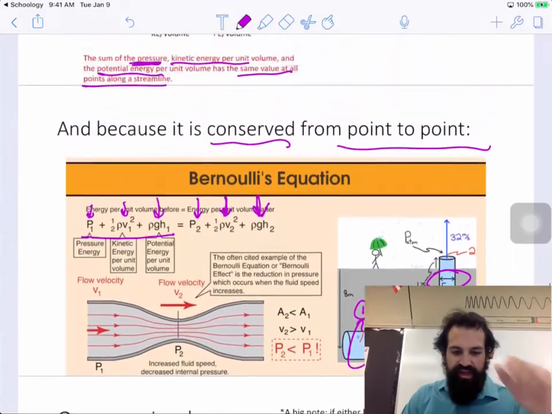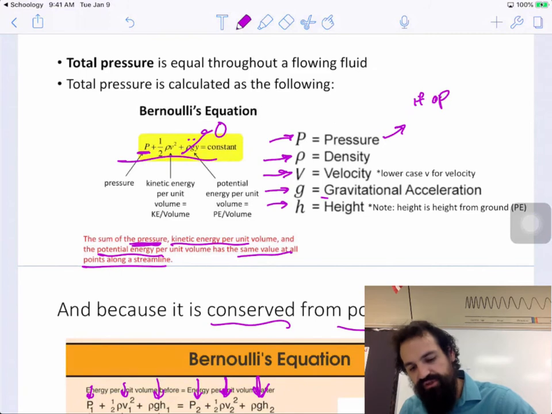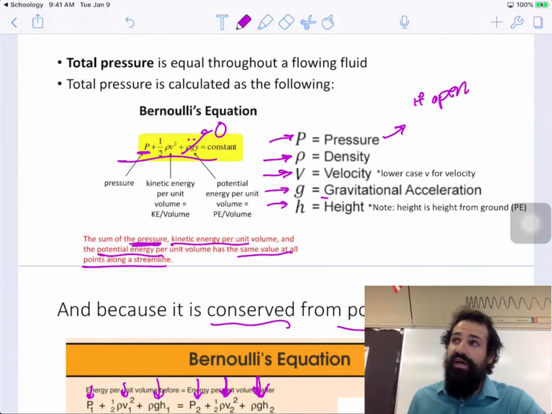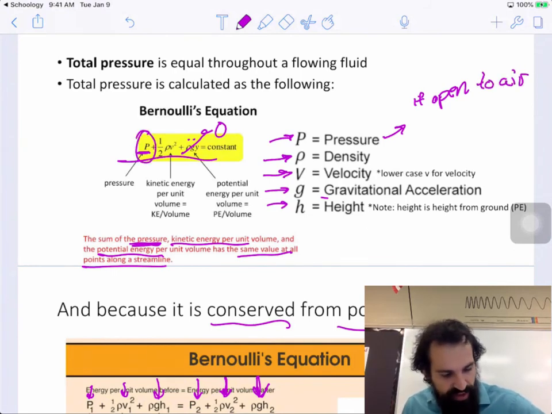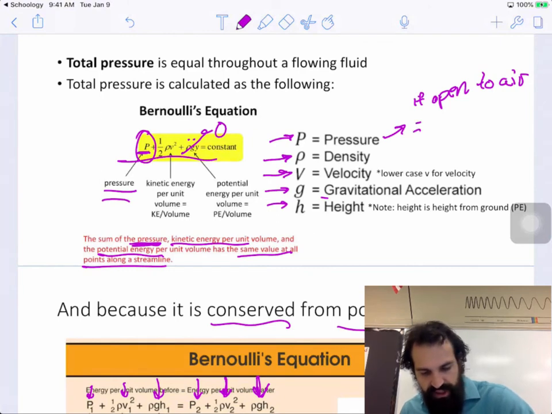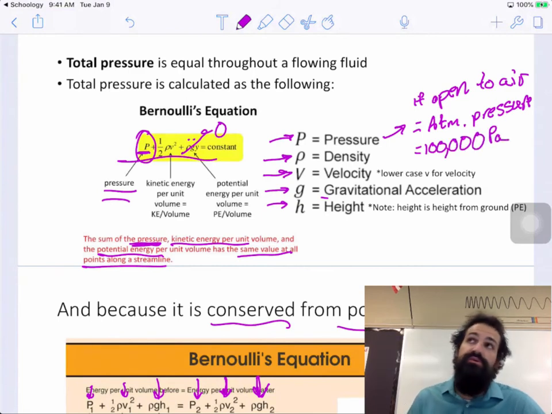And one last thing that I do want to point out is in this equation, the pressure, if open. I have this in the notes later, but I'm going to say it now because it's relevant now. If it's open to air, this P, the pressure, is equal to atmospheric pressure, or in pascals, that would be equal to 100,000 pascals, or 100,000 newtons per meter squared.